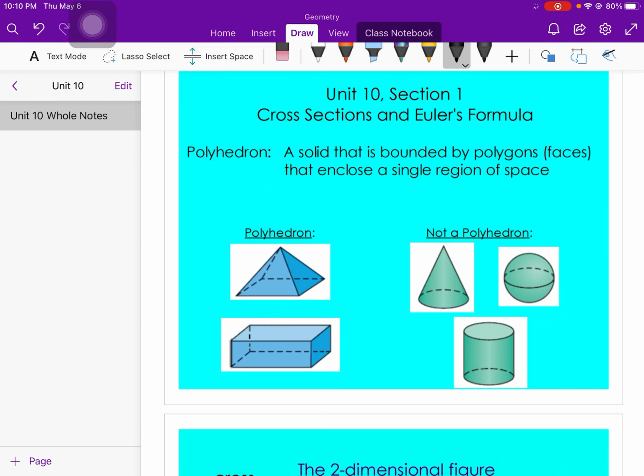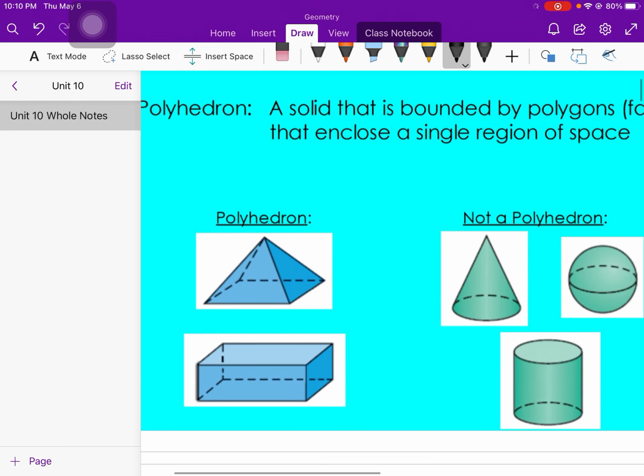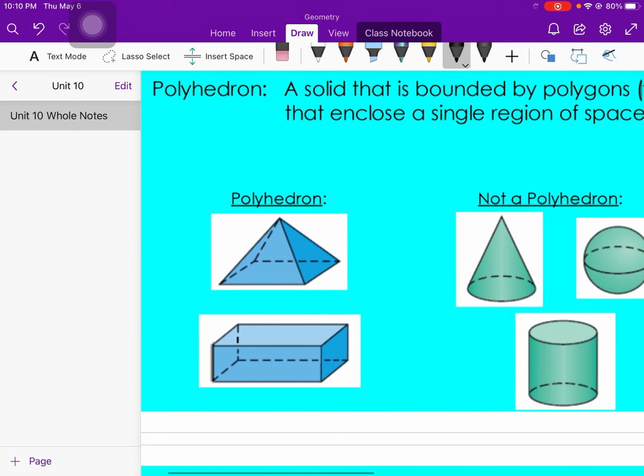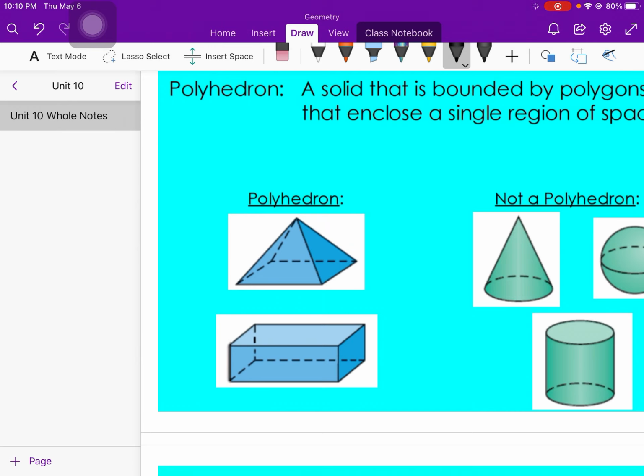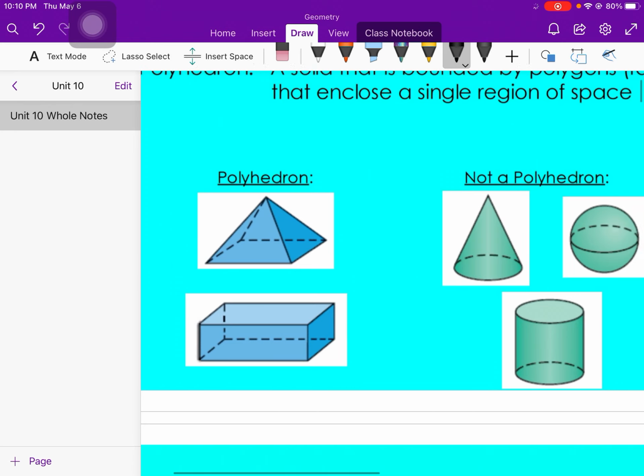So the first new word that you're going to hear is a polyhedron. It's a solid that is bounded by polygons with faces that enclose a single region of space. So on the left here, these are polyhedrons because their faces, the different sides, are made up of polygons. So no curves, nothing like that. It's all normal polygons. Like the top figure is a pyramid. It's made up of triangles, and then the base is a square. And then the second figure, this is called a rectangular prism. And we'll get into more specific details with those later on.